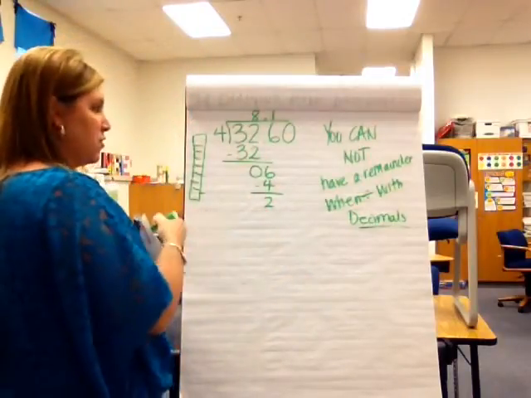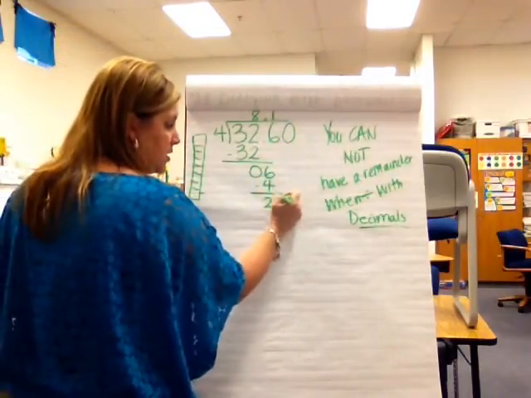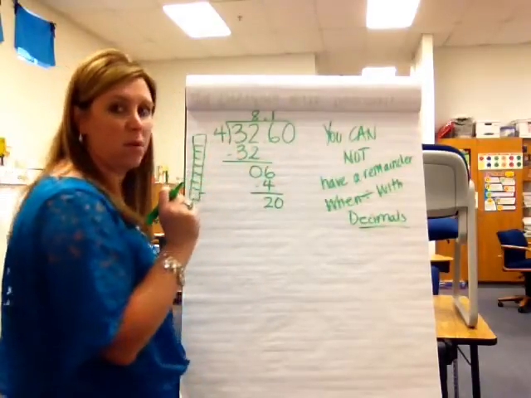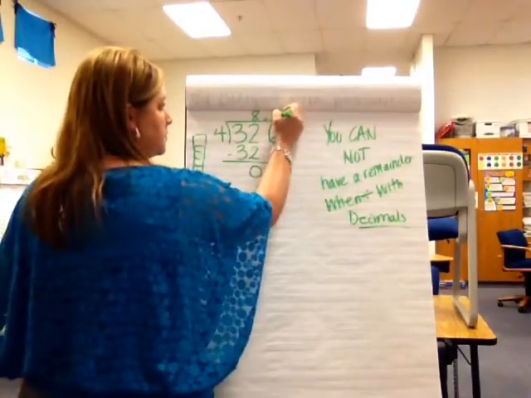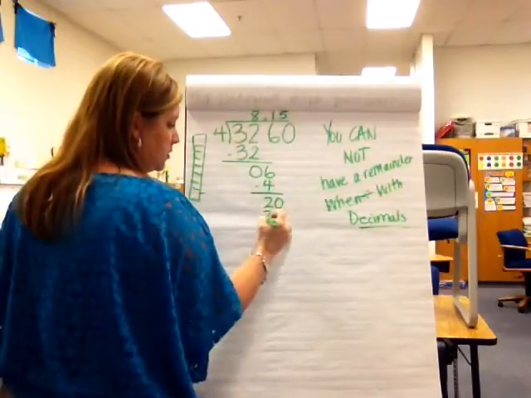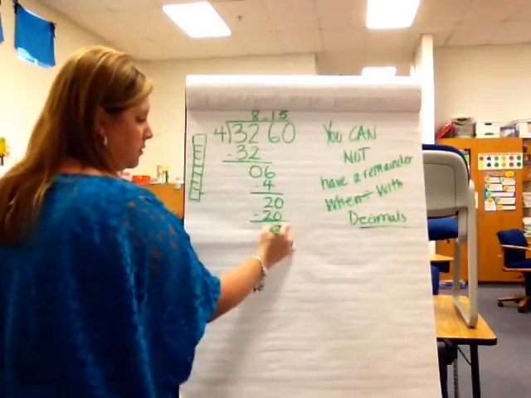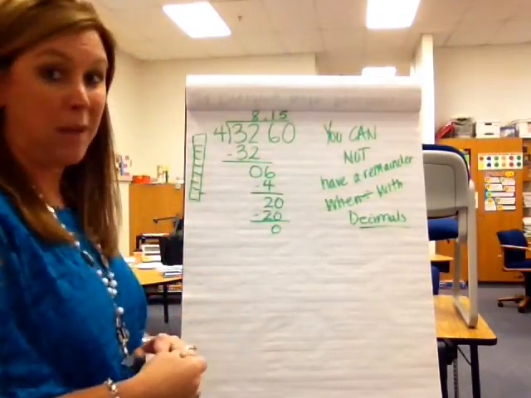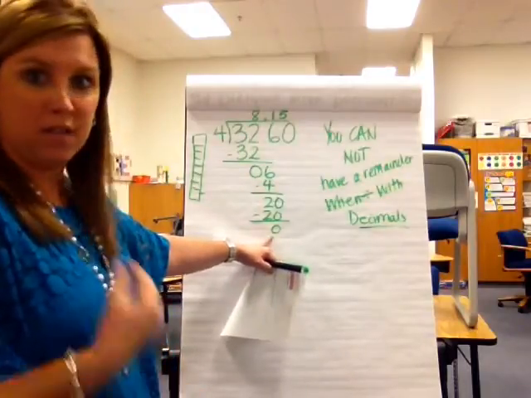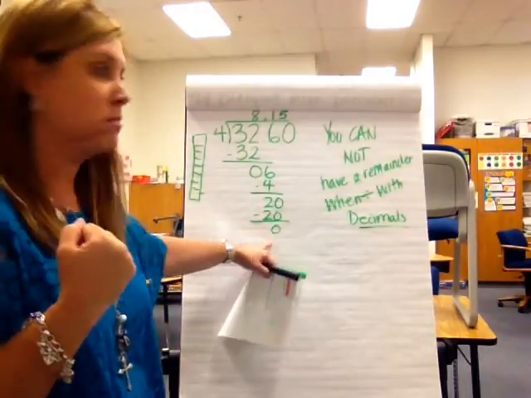All right, so let's go. I have a number. Oh, look, I'm going to bring it down. How many times can 4 go into 20? 5 times 4 is 20. There's my 0. I'm done. You want to go till you have no remainders.